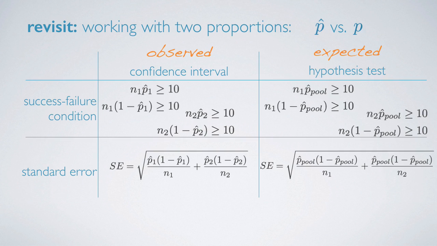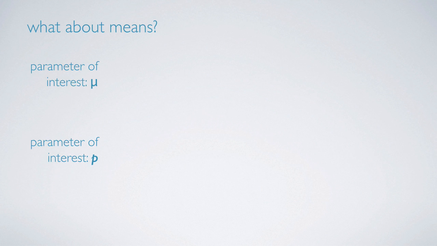For calculation of the standard error, we use the same idea. Everywhere we see a p hat 1 or a p hat 2, we simply plug in this common proportion that we calculated for the two groups. You might be asking, what about means? When we talked about doing inference for means, we did not provide different formulas for the standard error when we were calculating a confidence interval versus a hypothesis test. But we seem to be making a pretty big deal about it now that we're talking about proportions.